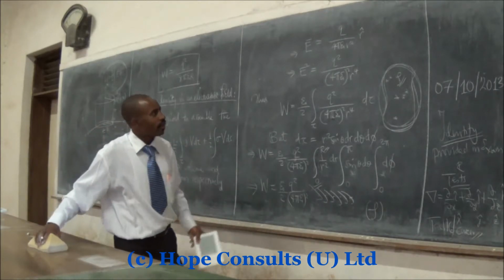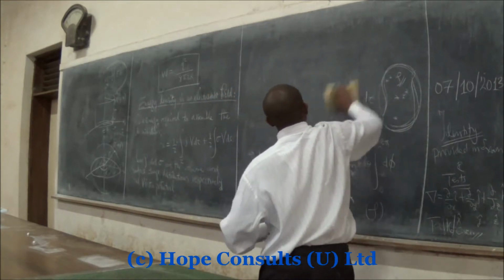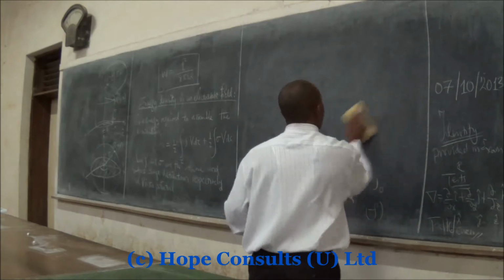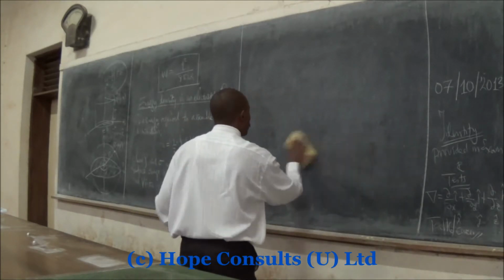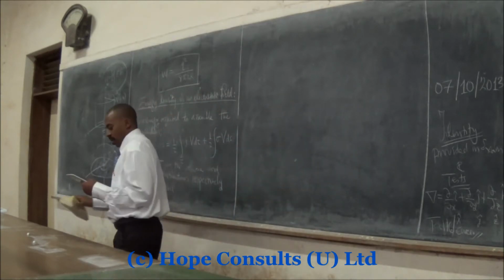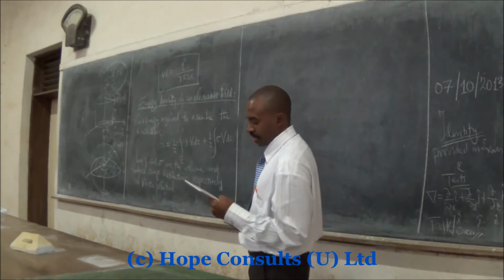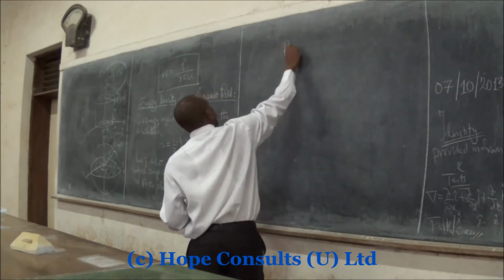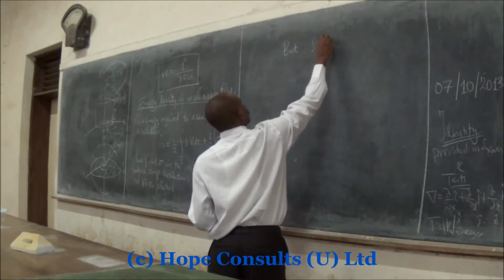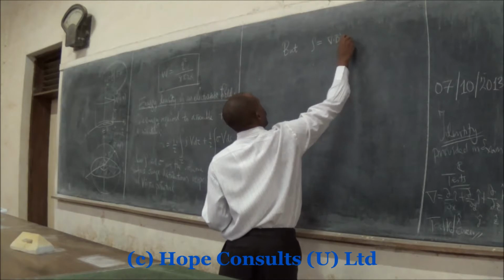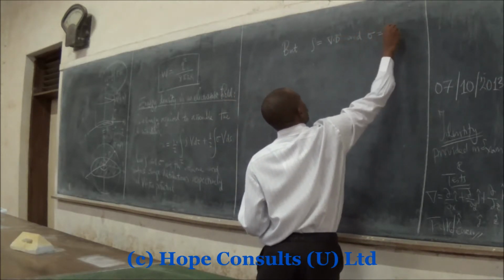If you recall from behind, Gauss's law in electrics was given by rho is equal to the divergence of D, and sigma was given as D dot N. So this is one thing you have to recall, that rho was equal to the divergence of D, and the surface charge density was D dot N.